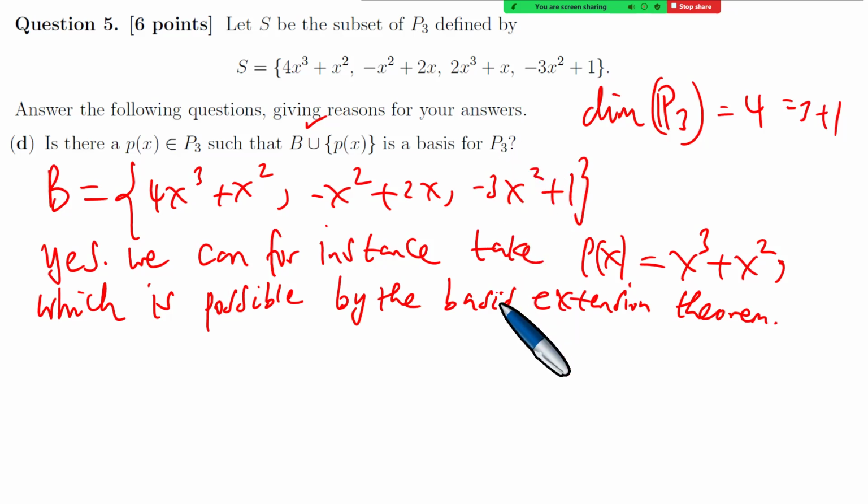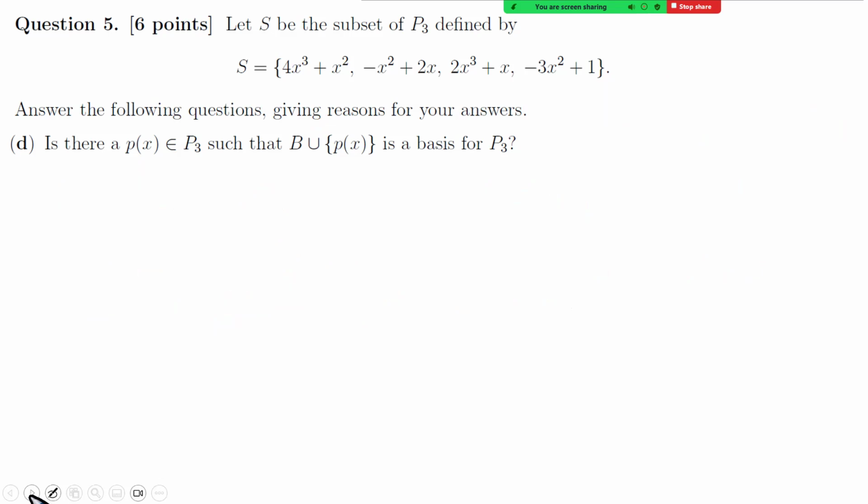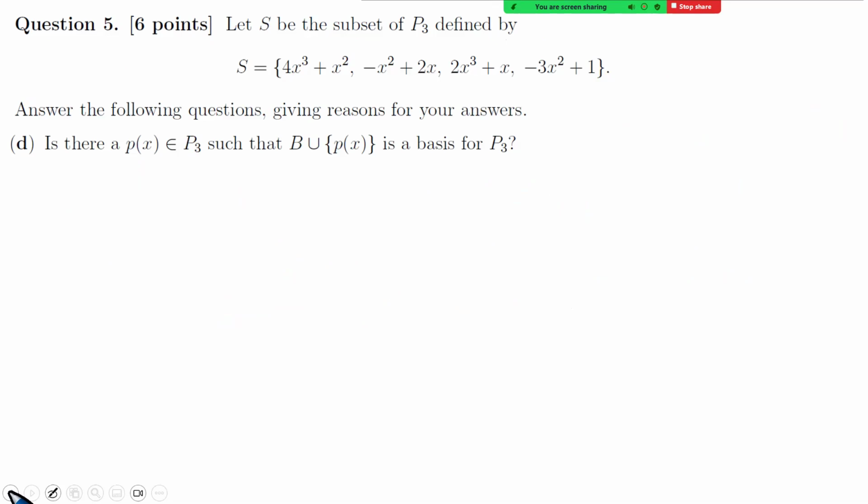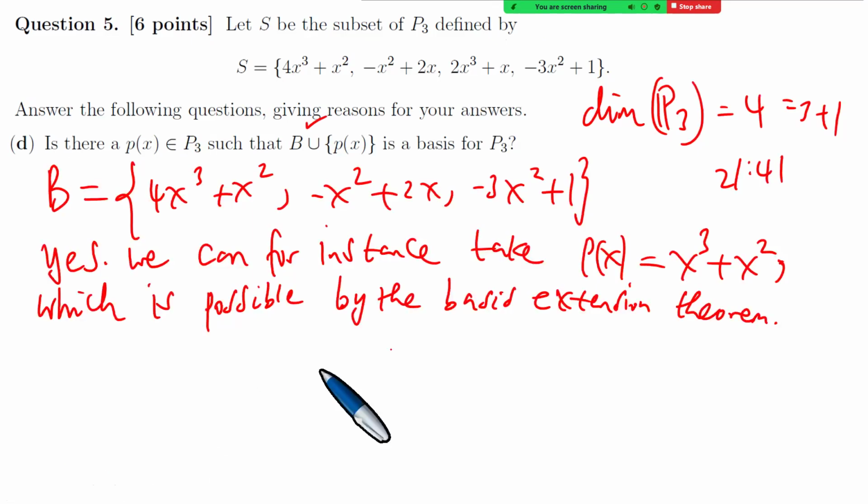All right, I'm looking at our time, and it's like 21:41. Are we done with this question? Yes, we're done, because the next question, question 6, is on ranks and things. We could continue, but we can just take a break. We still have time.